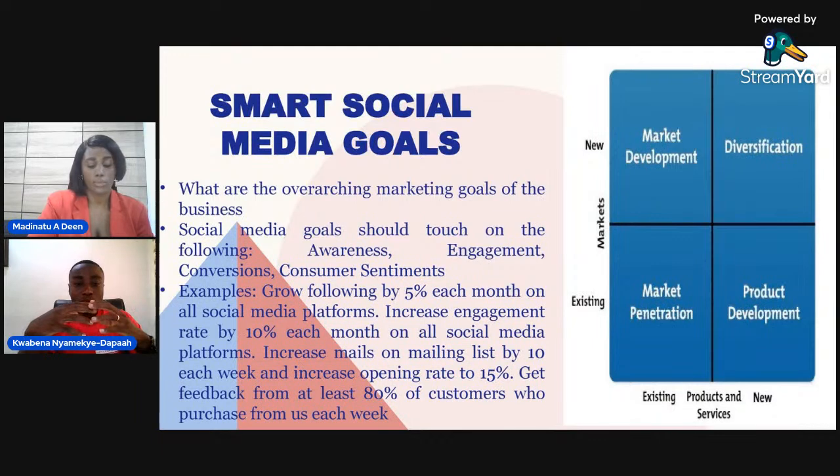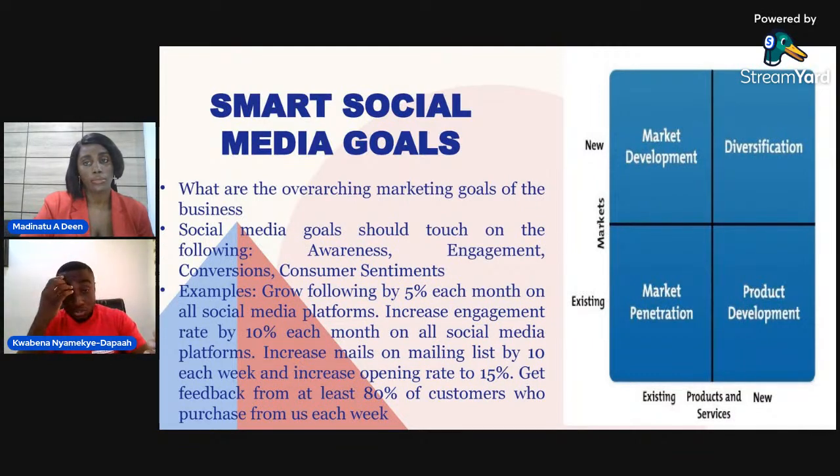Now, to look at where the business is and to determine what goals to set, I want to use the Ansoff matrix of growth. So this looks at the service and the market. When you look at the presentation I have here, you can see market penetration, product development, market development, and diversification. Each quadrant stands for something. When you have an existing market and an existing product, that means the product is already in the market, people know about it.